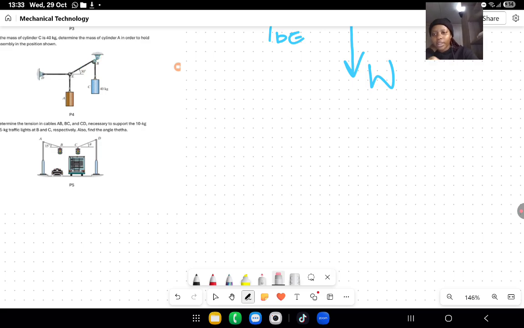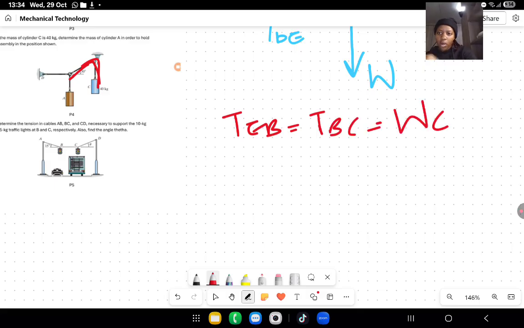This rope here is continuous. When it is continuous like this, it means the tension at EB equals the tension at BC, which equals the weight of C. All of them on this rope have the same tension.